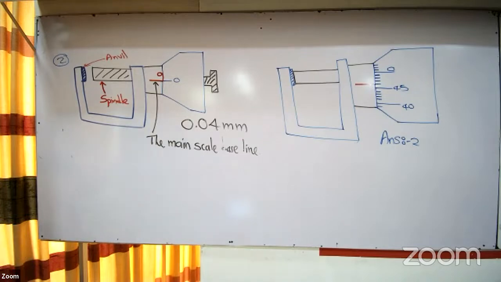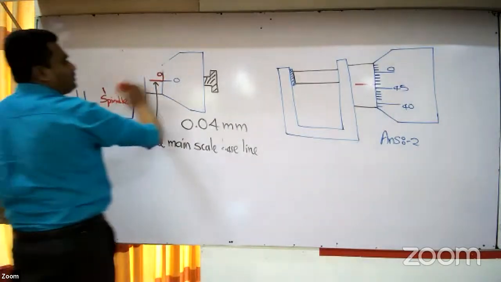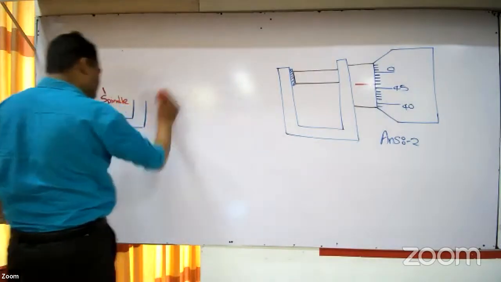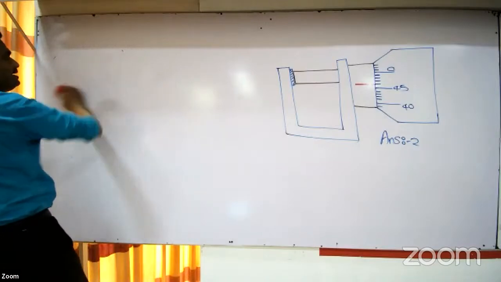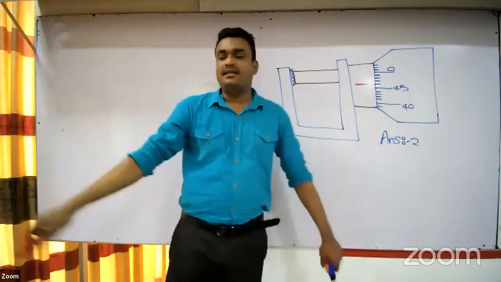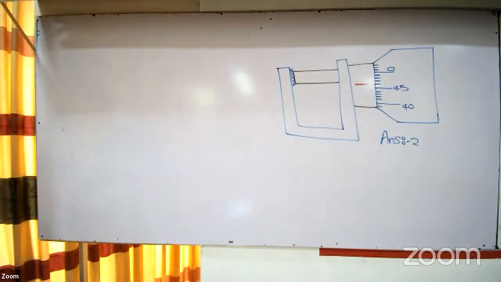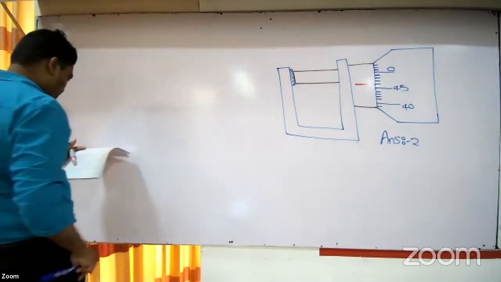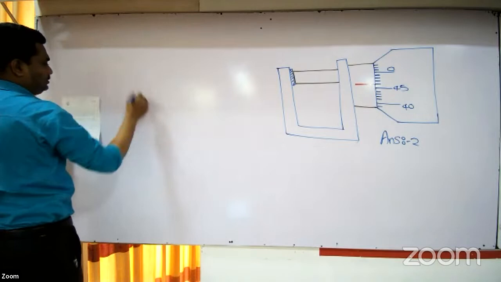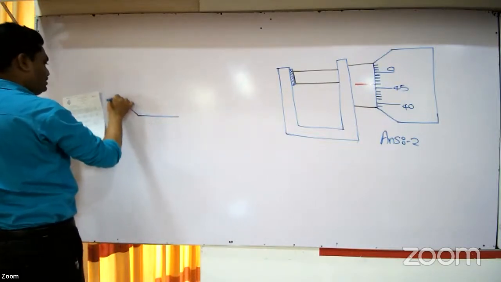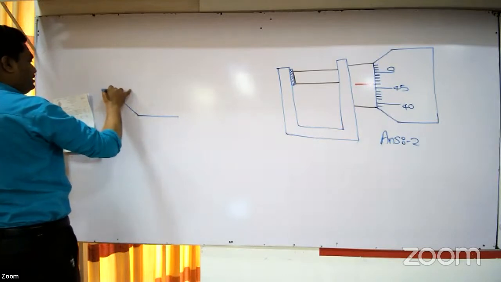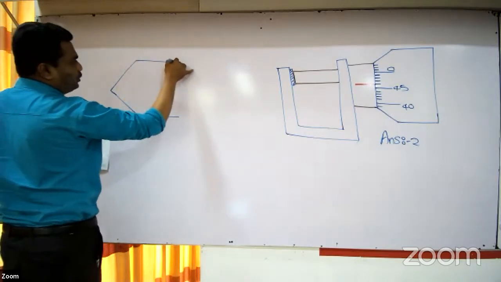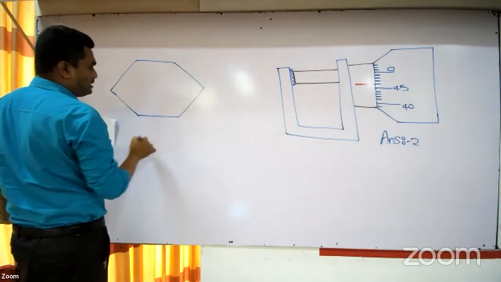Question number 3, they have given us a vector diagram. It is said it's a hexagon. It means 6 sides are there. I'll draw it. First, second, third, fourth, fifth, sixth. Now 6 sides are there.